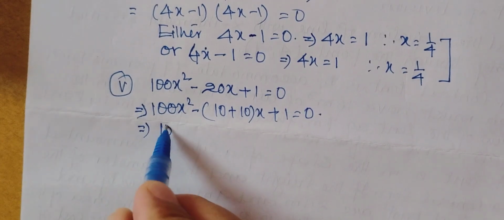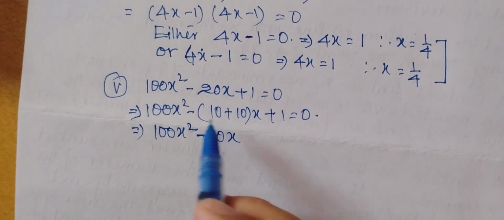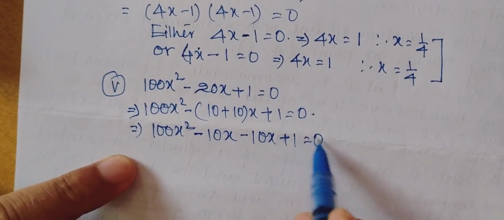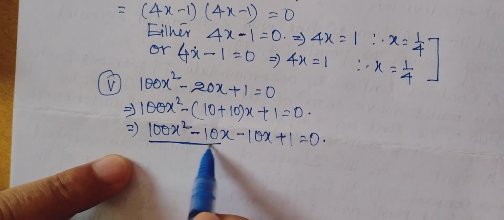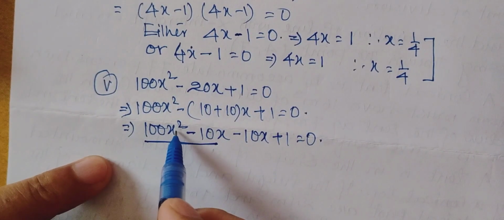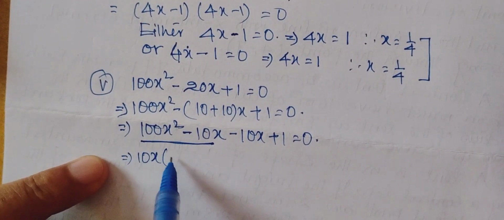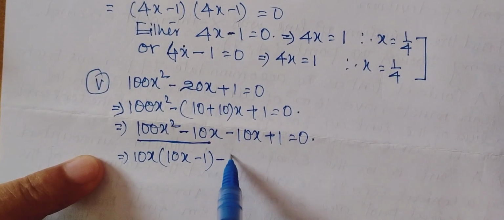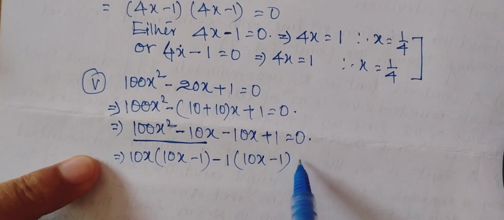Or 100x square minus 10x, minus into plus, that is minus 10x plus 1 equal to 0. Okay, in these two, look at here, 100 is divisible by 10, and x square is here and x is here, so we are taking 10x as a common. So here is left 10x minus 1. Similarly, minus sign, take out common, nothing is common, we are taking 1 as a common, so 10x minus 1, plus into minus, that is minus, equal to 0.